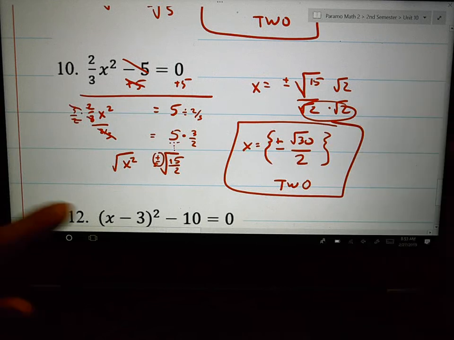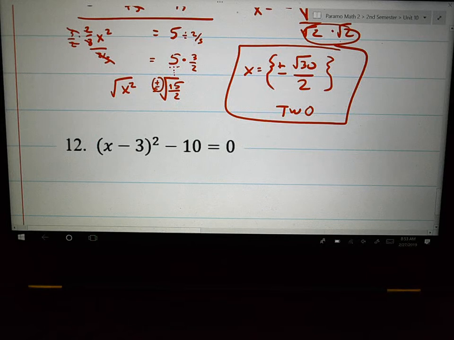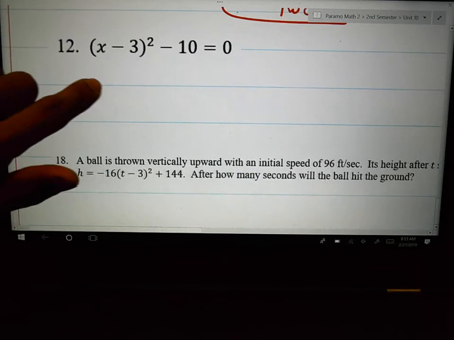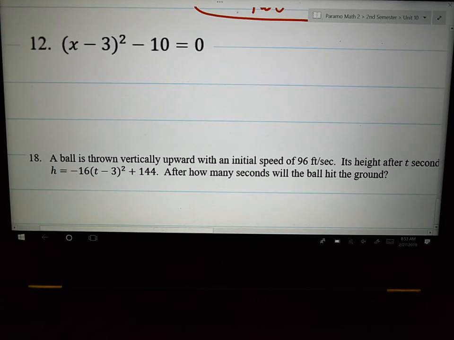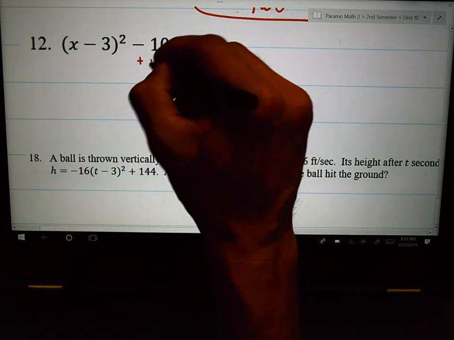Number 12. If you have a quantity squared, there's nothing different about it. You'd still just add 10 to the other side.